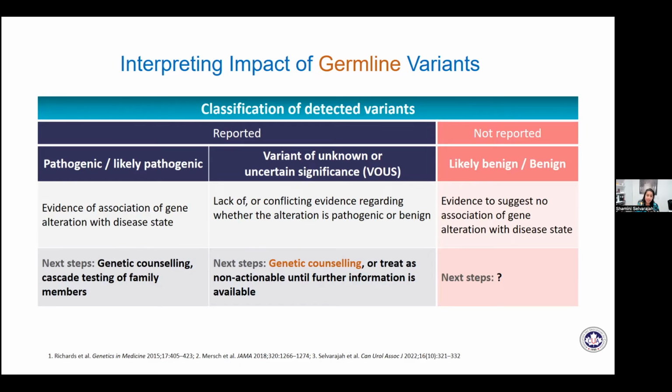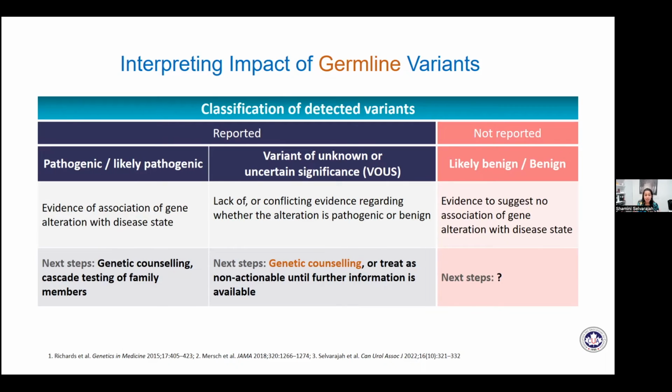On the extreme left-hand side, you have those pathogenic, likely pathogenic variants. This is when there's a lot of literature associating that particular genetic alteration with the disease state. So in these scenarios, the patient will get genetic counseling, and they'll also initiate cascade testing of family members to determine if any of the family members share this alteration as well.